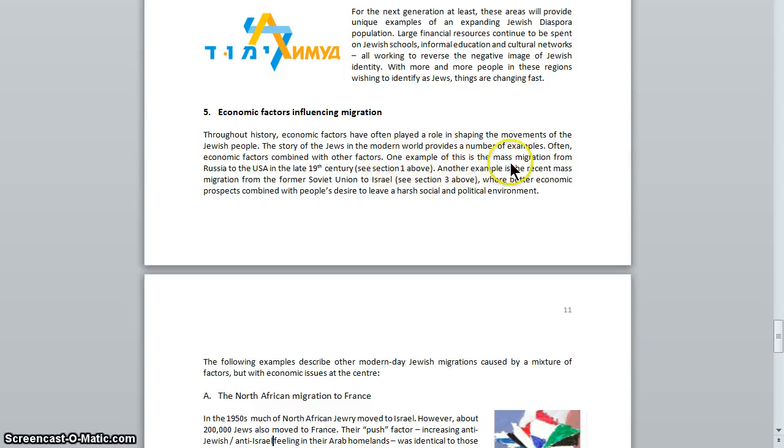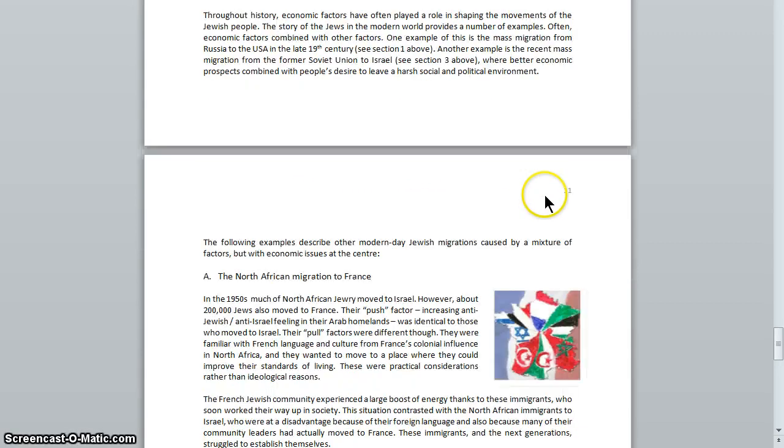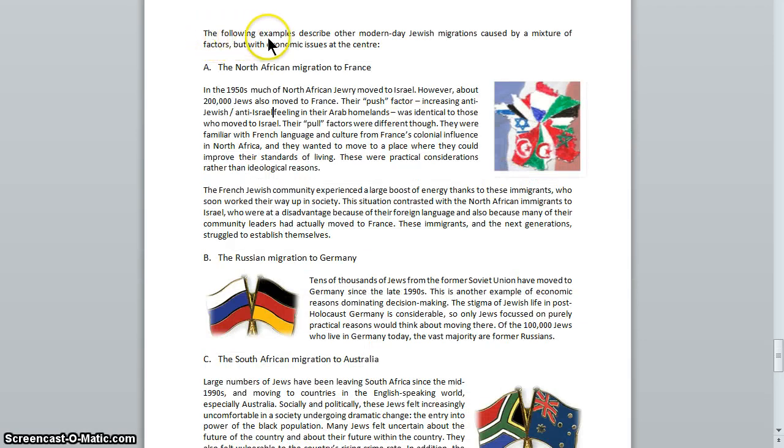One example of this is the mass migration from Russia to the USA in the late 19th century. See section 1 above. Another example is the recent mass migration from the former Soviet Union to Israel. See section 3 above, where better economic prospects combined with people's desire to leave a harsh social and political environment. The following examples describe other modern-day Jewish migrations caused by a mixture of factors, but with economic issues at the centre.